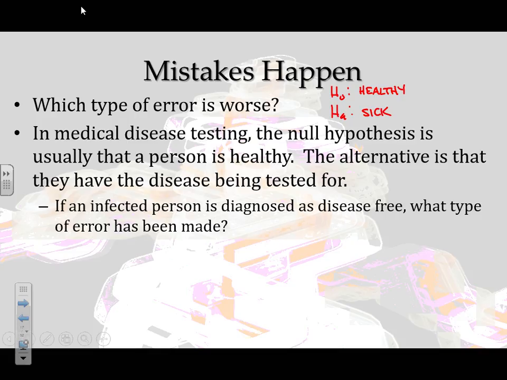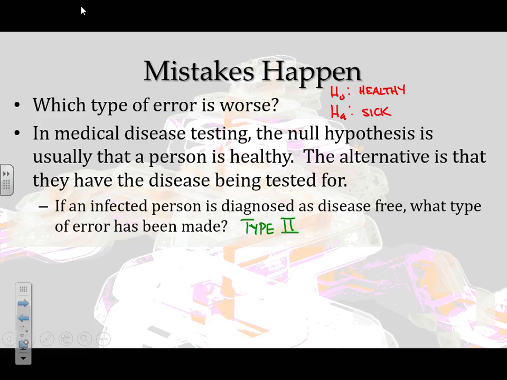So, in this situation, is the null true or is it false? It's false. We know the person's sick. Okay? So the person is sick, but we diagnosed them as disease-free. So we failed to reject the healthy hypothesis. So what type of error have we committed? Type 2. Okay? So they were sick. The null was false, but we failed to reject the null. We claimed that they were healthy, even though they weren't in fact healthy. Okay? So that would be a type 2 error.